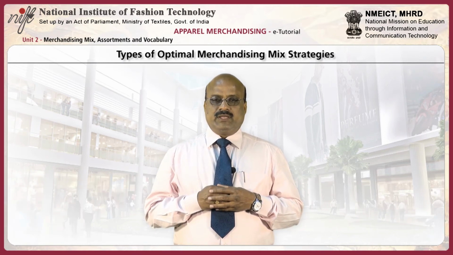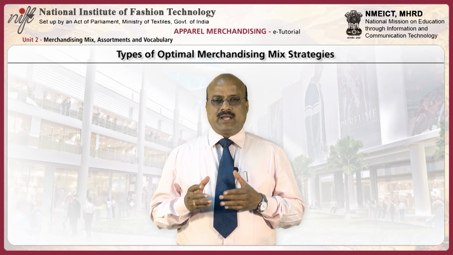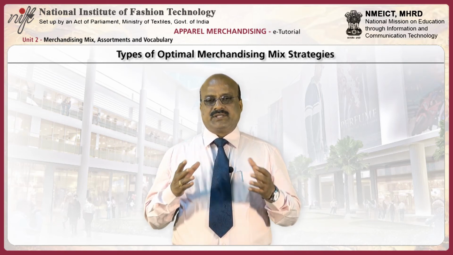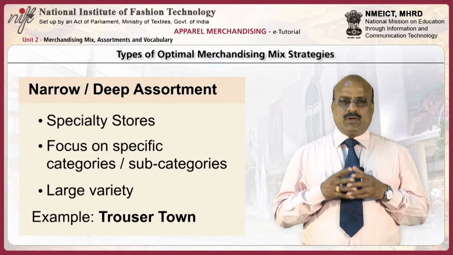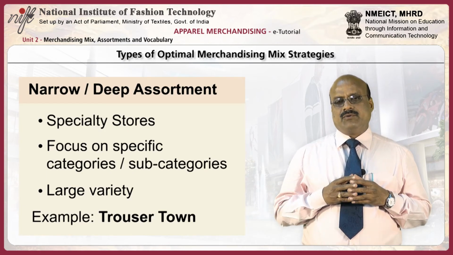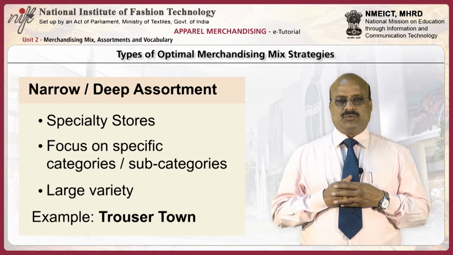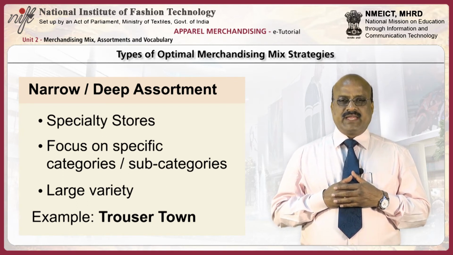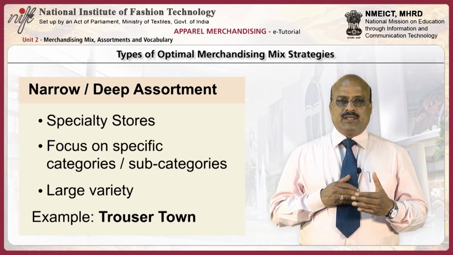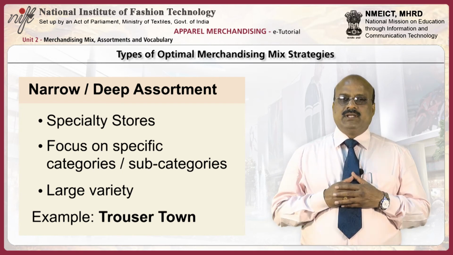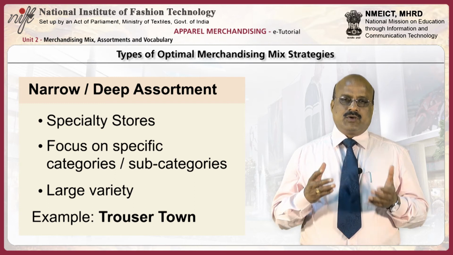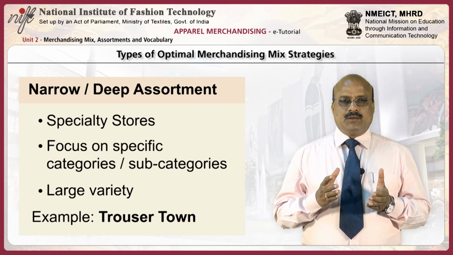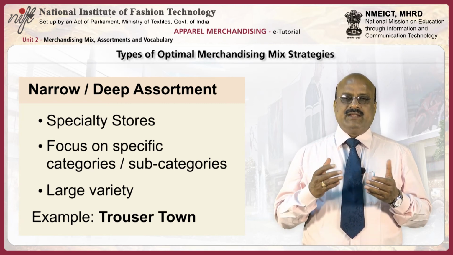Retail stores may follow narrow and deep assortments or broad and shallow assortments. Narrow and deep assortments are generally found in specialty stores, and they focus on a specific category or subcategory but keep a lot of variety. For example, the Trouser Town store focuses on trousers only but keeps a lot of variety in trousers.